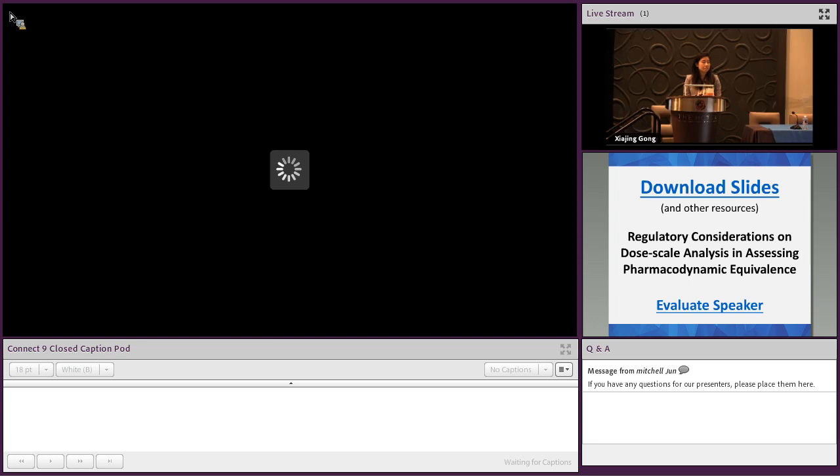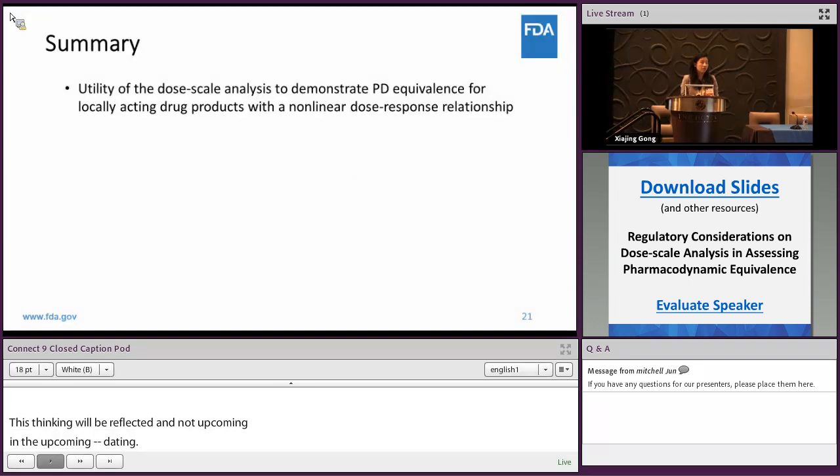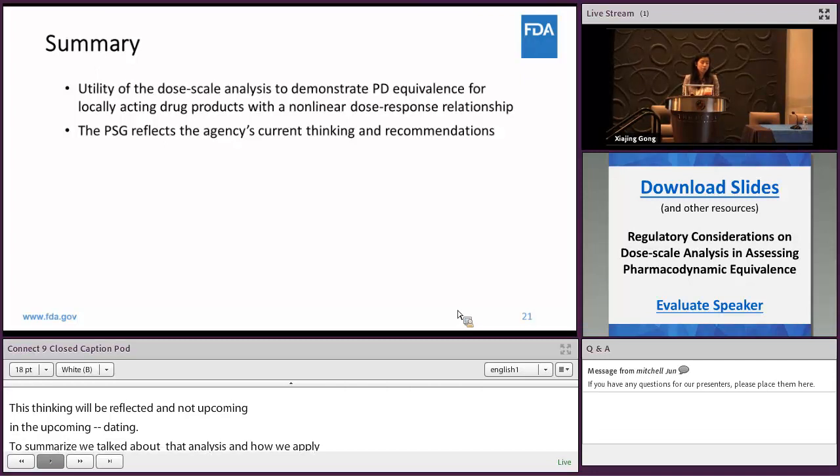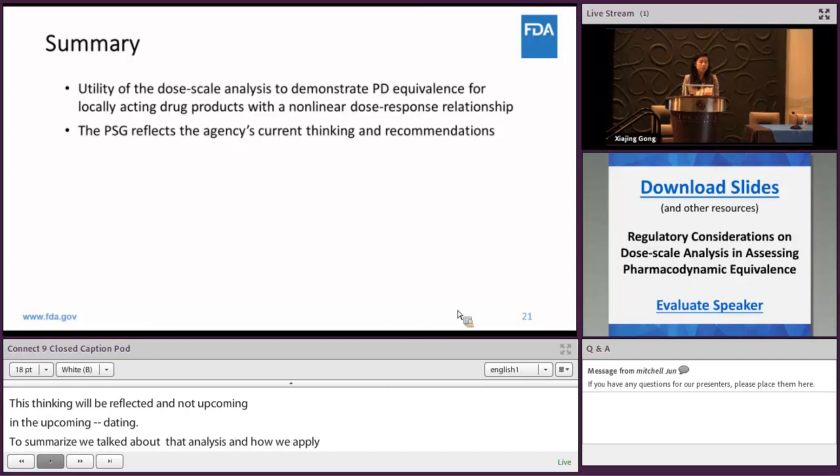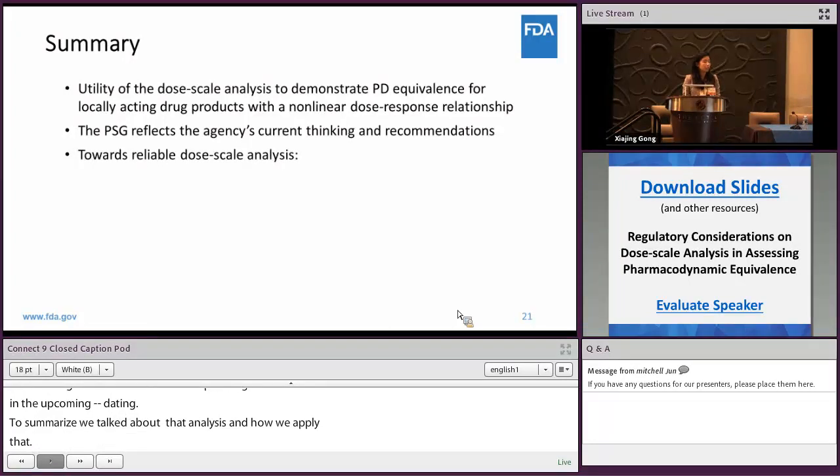Right. To summarize, today we talked about the dose scale analysis and how to apply it. For dose scale analysis, the PSG reflects the agency's current thinking and recommendations. Towards a reliable dose scale analysis, there are several aspects you could pay attention to. One is the study design. You could submit a protocol for FDA evaluation before you initiate a pivotal BE study, and you could design a pilot study to refine your study design in terms of inclusion and exclusion criteria and power of the study.